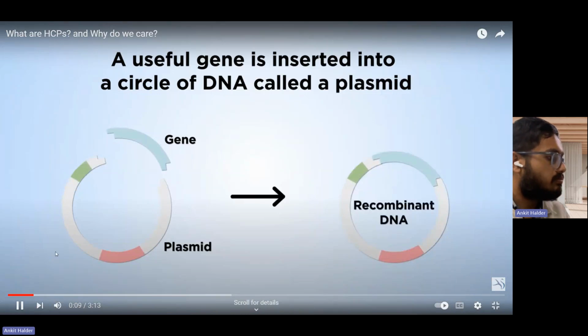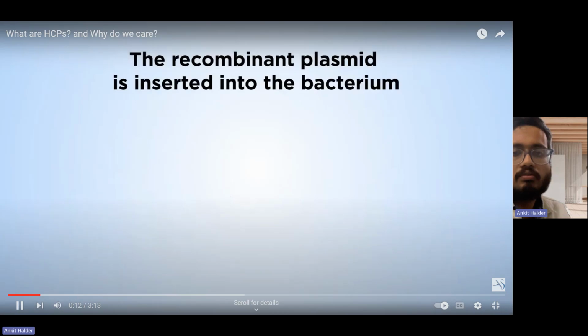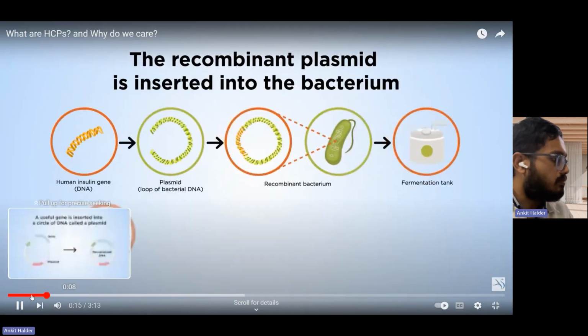Two different species in a single cell. For example, the gene for human insulin can be inserted in different species.